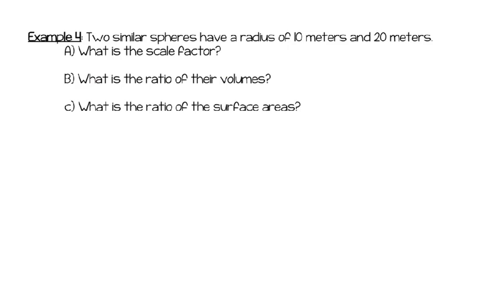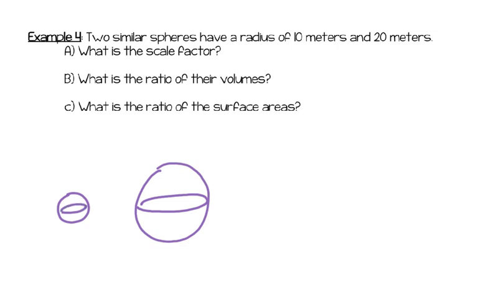Okay, example 4. Two similar spheres. So that's like if you have a small ball and you have a big ball. And they're all circular, so all spheres are actually similar. They have a radius of 10 meters and 20 meters. So this is 20 and this is 10. And so r is equal to 10, r is equal to 20. So what is the scale factor of these balls? So if we do the first one to the second one in the order it was given, we've got 1 to 2. Okay, the second one's twice as big. The first one's half as big.